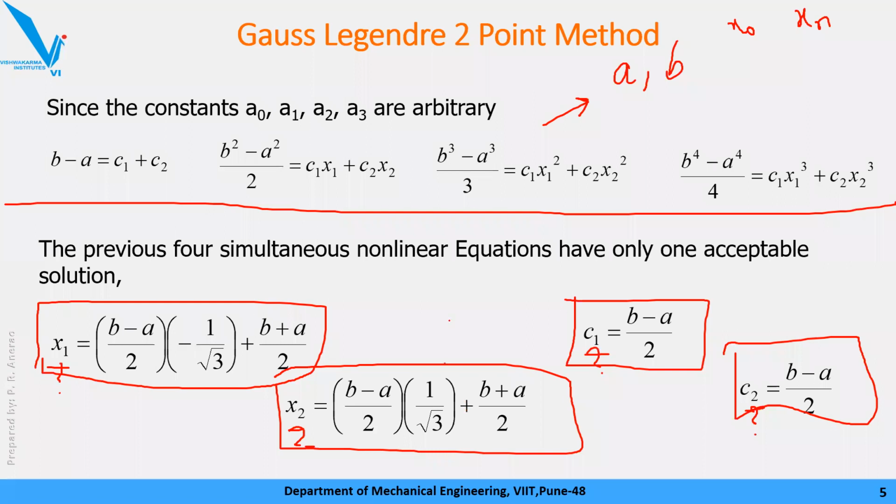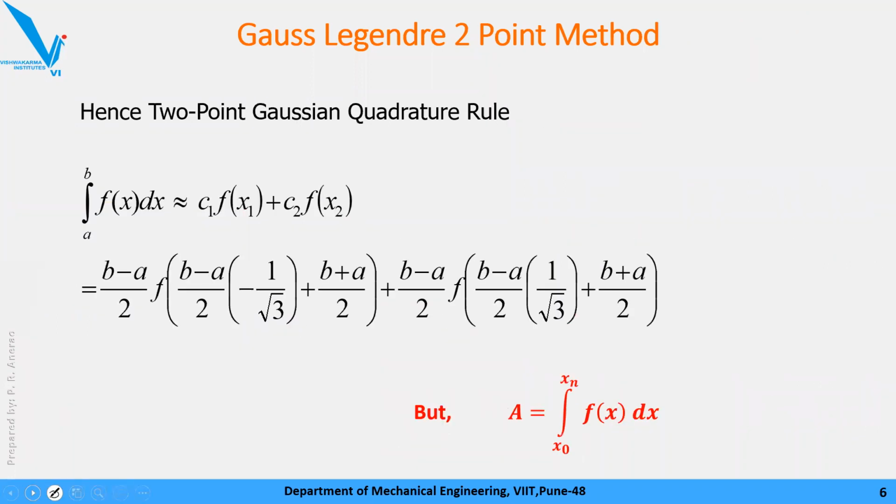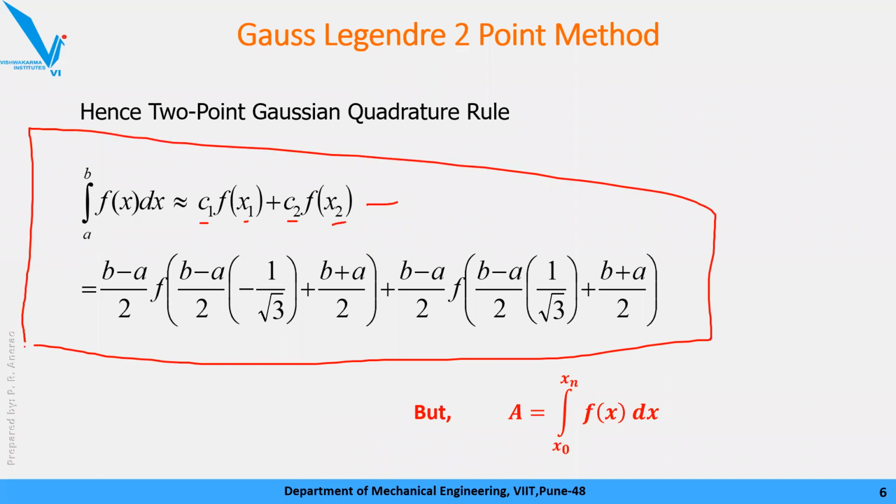Then we will use these terms back in the Gauss's formula. Okay, so this is our Gauss's formula. उसमें वो सारे term C1, x1, C2, x2 सब डाल दिया. And now this one, this big equation, is the equation of the Gauss quadrature 2-point rule or 2-point method. And this is the end of the derivation.